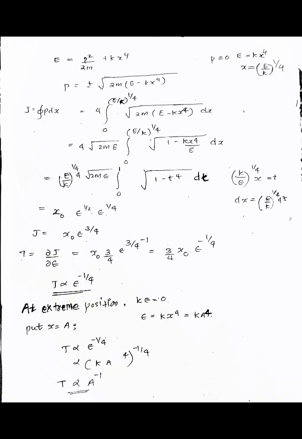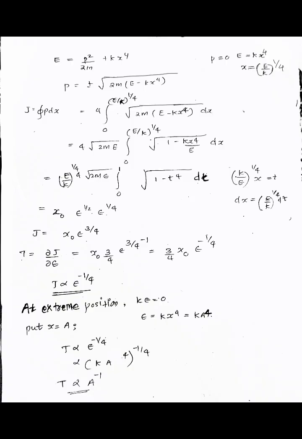And from this equation we can write p is equal to plus or minus square root over 2m into E minus k x raised to 4. And we know that J is equal to integral over p dx, that is equal to 4 into integral over 0 to E by k the whole raised to 1 by 4 into square root over 2m into E minus k x raised to 4 into dx, that is equal to 4 into square root over 2mE into integral of 0 to E by k the whole raised to 1 by 4 into square root over 1 minus k x raised to 4 by E into dx.